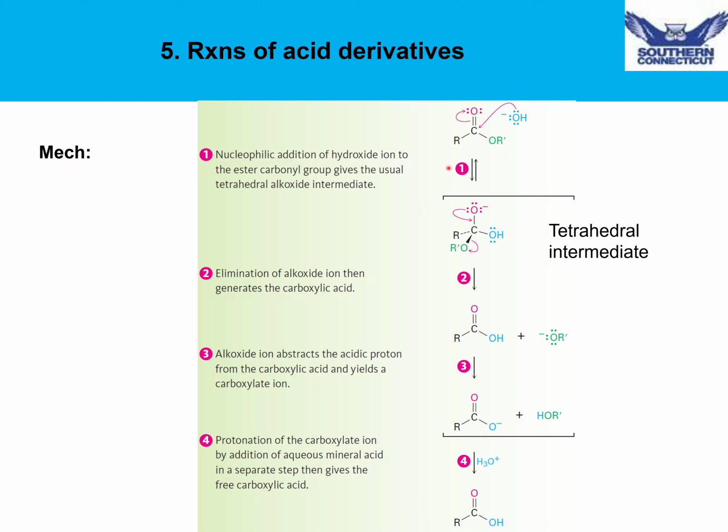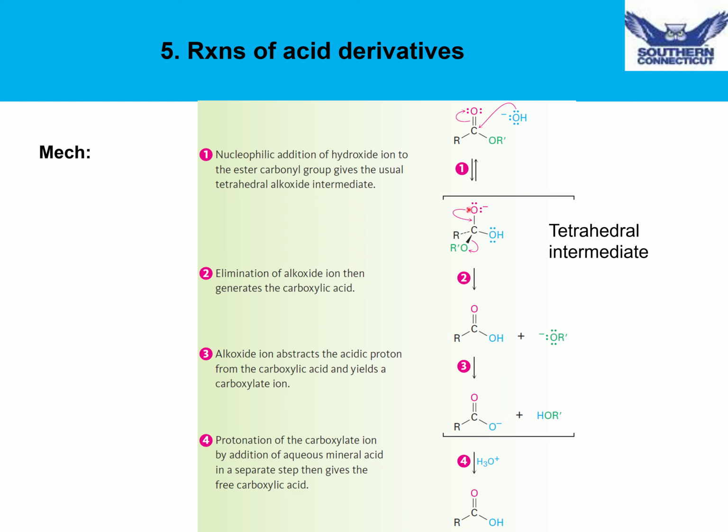Here's a look at the mechanism for ester hydrolysis under basic conditions. So the hydroxide ion is a very good nucleophile. Unlike with water, where we have to protonate the ester first since water is a poor nucleophile, the hydroxide ion is a very strong nucleophile, so it can add directly to the carbon. It breaks the double bond, gives us this tetrahedral intermediate.